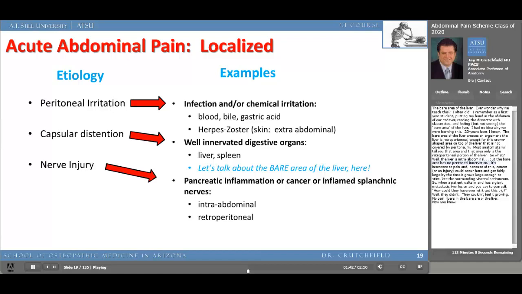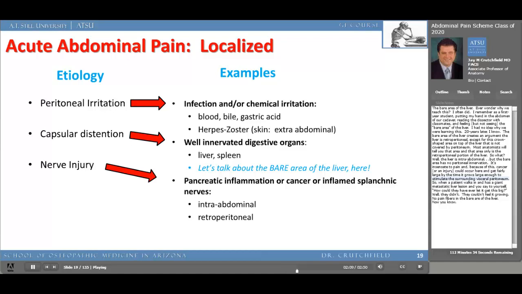The bare area of the liver creates an argument that the liver might actually be retroperitoneal, except for this crown-shaped area on top of the liver that is not covered by peritoneum. Most anatomists will tell you that that area, i.e. the bare area of the liver, is the only retroperitoneal portion of the liver. So what? They say the liver is intra-abdominal, but the bare area has no peritoneal irritation.